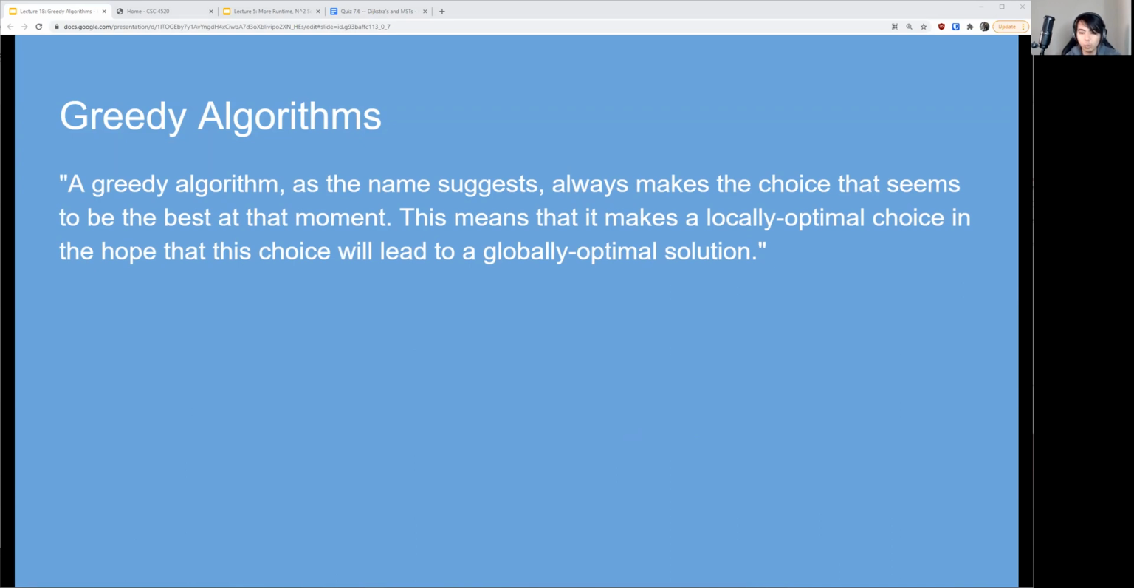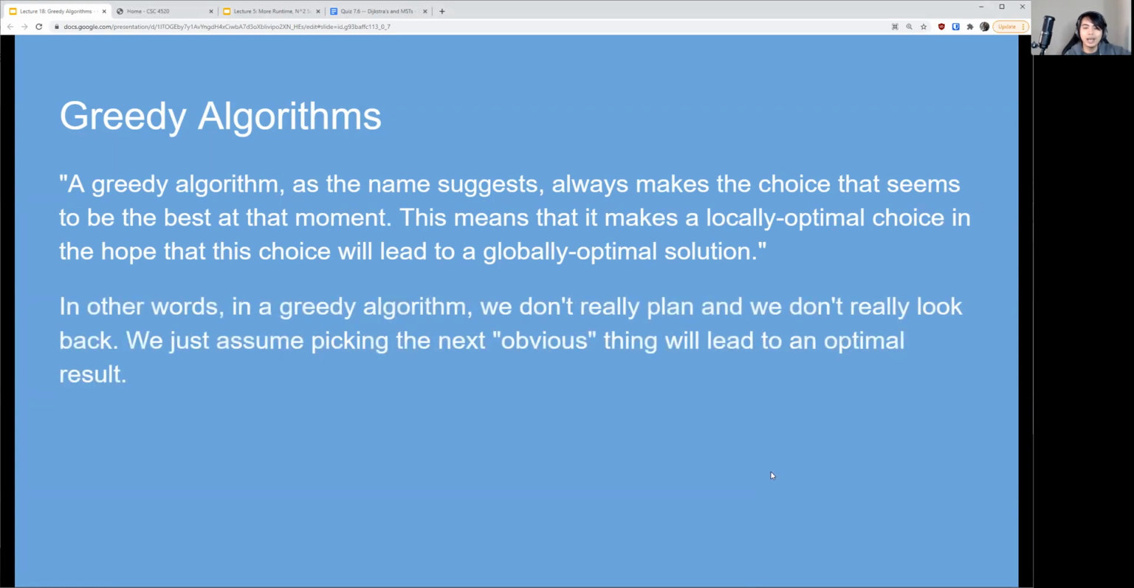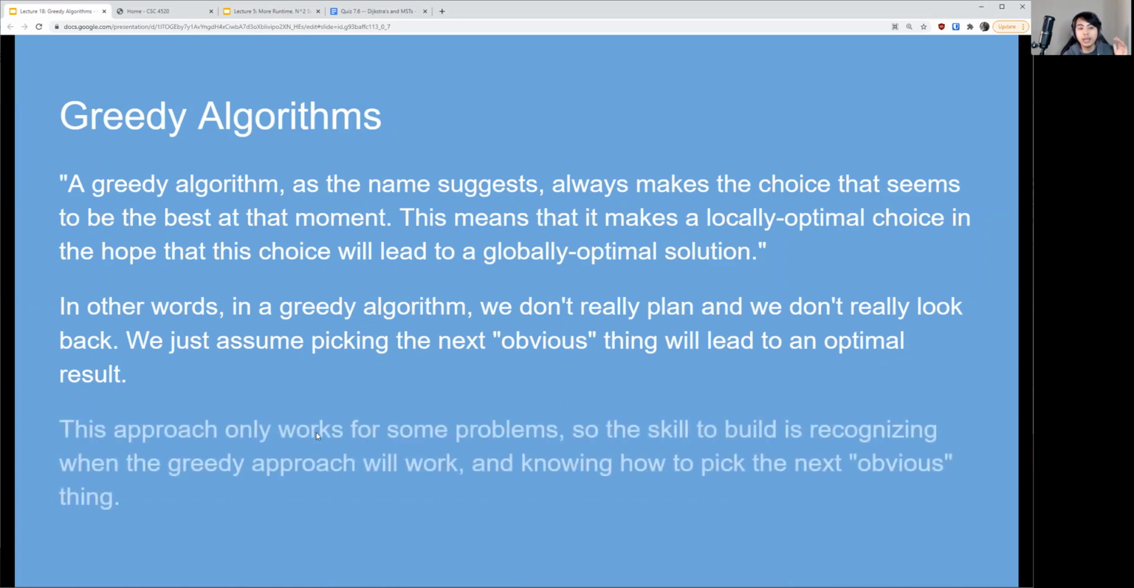So essentially, we want to say that greedy does not plan ahead. It doesn't look into the future. It also doesn't really look back. We don't look at the past. We don't look at the future. We just assume that by picking the next obvious thing, we will eventually end up with the correct and optimal solution. Right? So there are times where greedy can produce a solution that's pretty good or at least valid, but not necessarily a solution that is by definition the best possible solution. In other words, this approach only works for some problems.